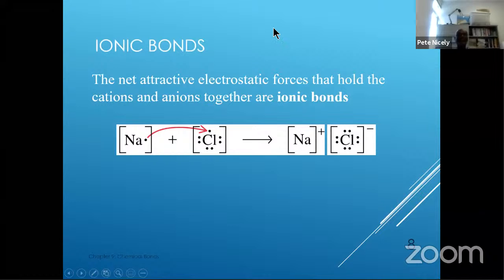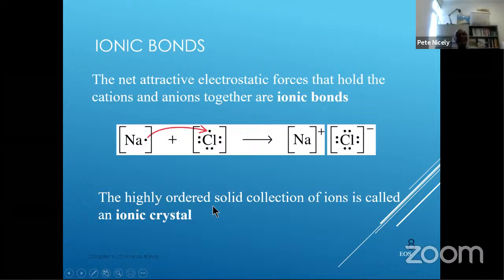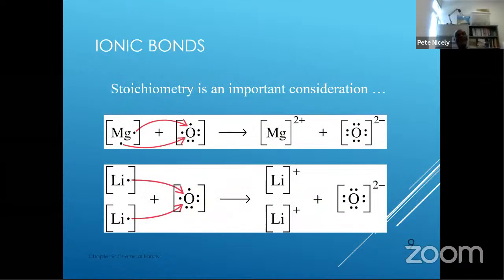Now, this is basically, again, showing you what happens. The electron is being transferred from the sodium to the chlorine atom, and you end up with your ion pair. And as I said before, the result of the strong attraction here is that the ions will be in a highly ordered arrangement, which is called an ionic crystal, all right? And this is, again, true for ionic compounds, generally speaking, okay?